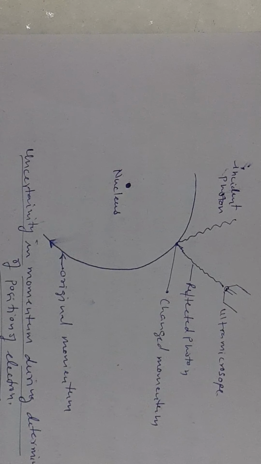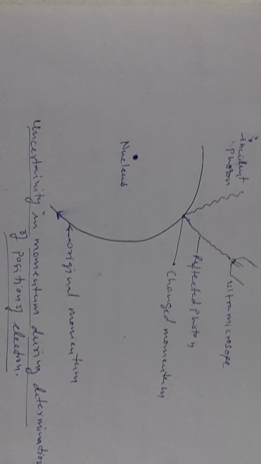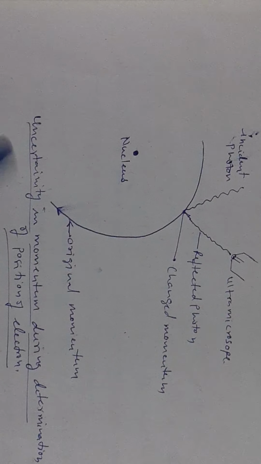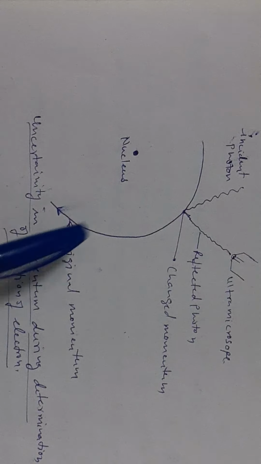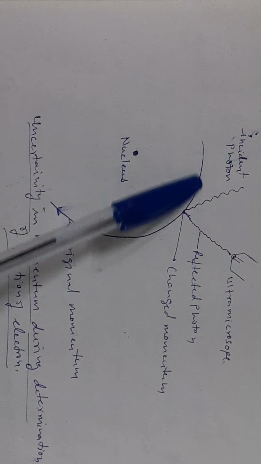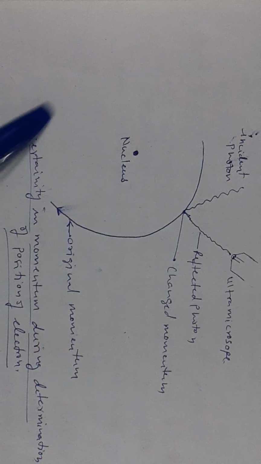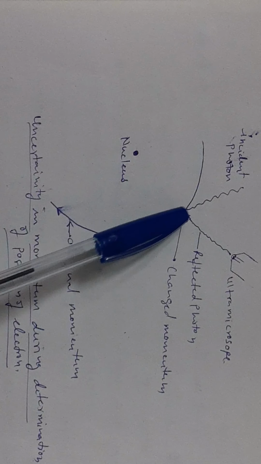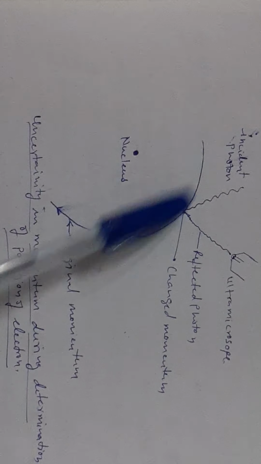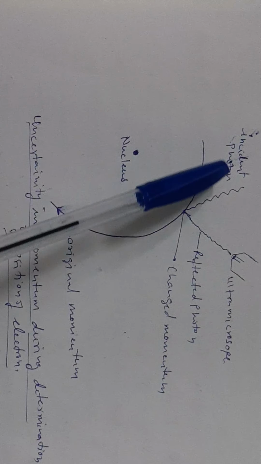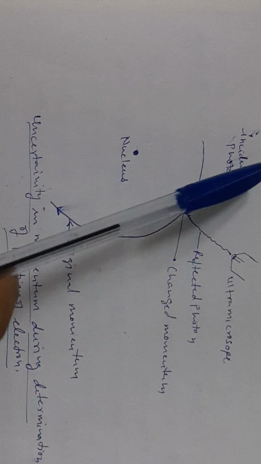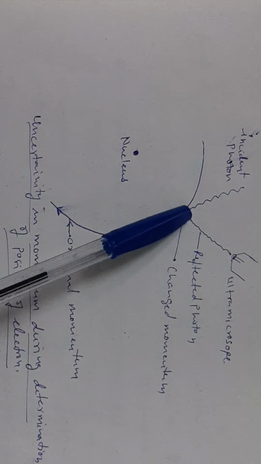This can also be explained by this diagram: the uncertainty in momentum during determination of the position of an electron. Suppose this is the nucleus, and the electron is moving. We want to see the electron. If it is at this position, then light of higher radiation is allowed to fall on it.